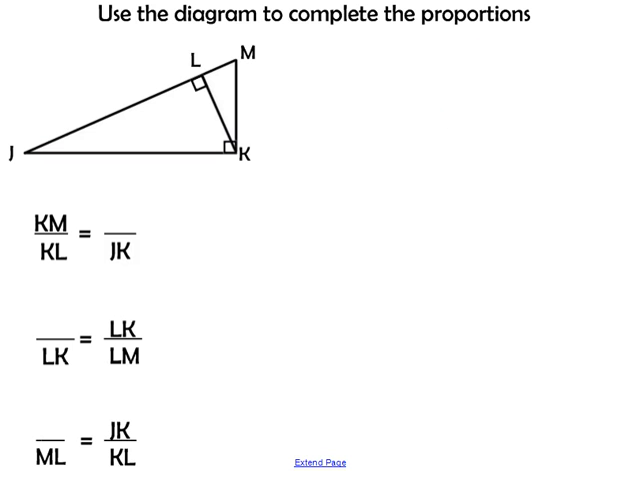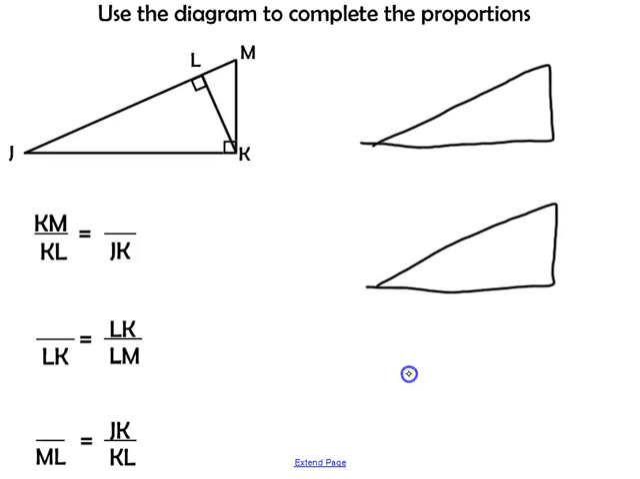So let's go ahead and do that same process here. We're going to use the diagram to complete the proportions after we separate. So again, take the main triangle and we're going to draw 3 of those. Then we want to go ahead and mark the angles. Here's the right angle of the main triangle. And then we can go ahead and mark the other ones, 1 and 2. It doesn't matter which one's which. You just want to make sure you mark all of your triangles consistently.